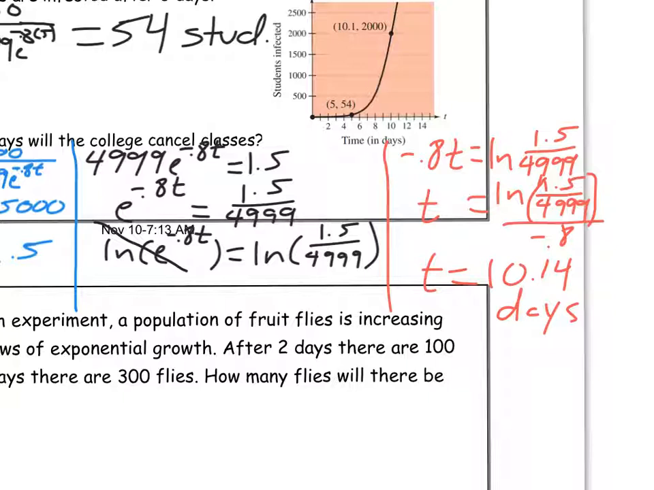Okay, so 54 students would be infected in the first 5. By the time we get to 10, we'd have 2,000. So, hopefully they'd have some plan in place as to what to do with this by the first 5 days. And you can see that solution is marked on the graph of about 10.1.